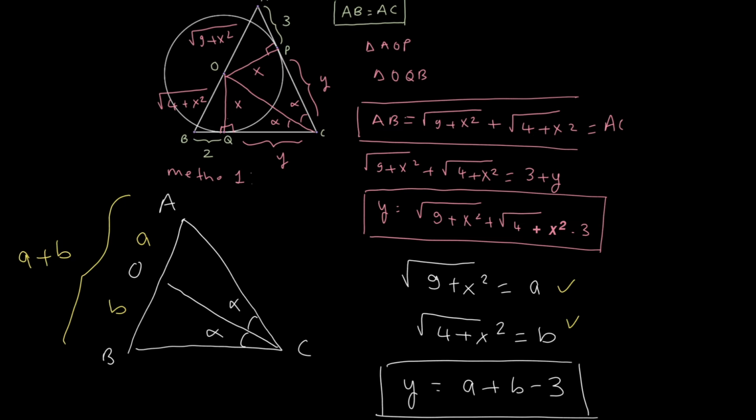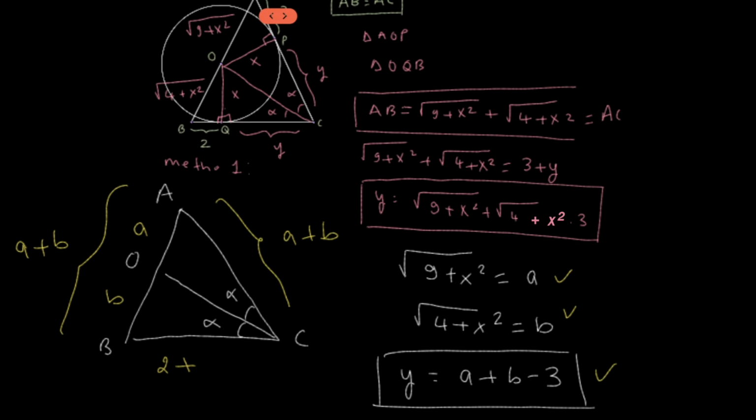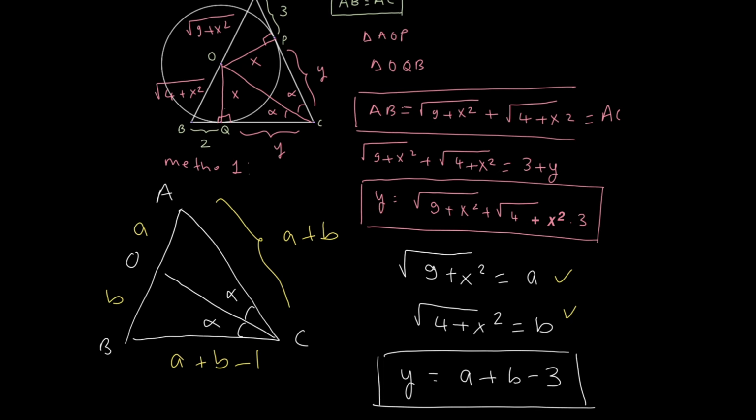Therefore, as per the given data, AB is equal to AC. Hence the length of AC will also become a plus b. The distance of BC, that is the base, is 2 plus y. The value of y we have got is a plus b minus 3. Therefore 2 plus a plus b minus 3 will ultimately give us a plus b minus 1. Okay, let me just remove this thing from here.